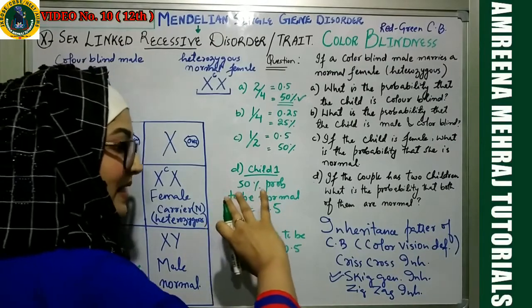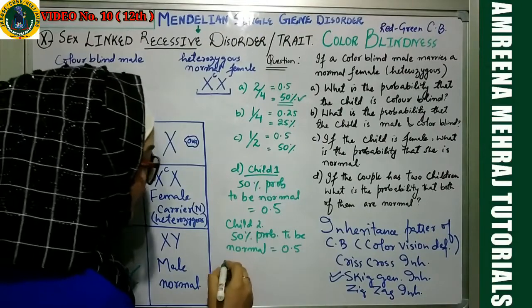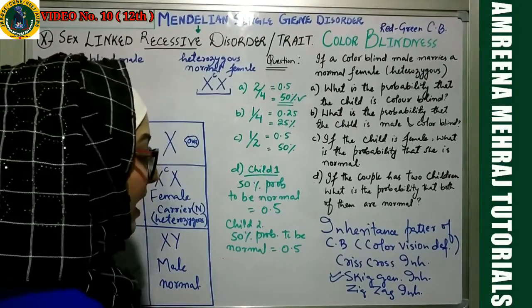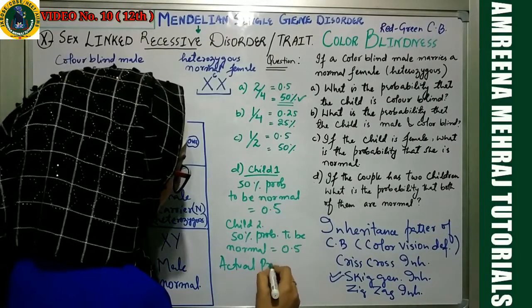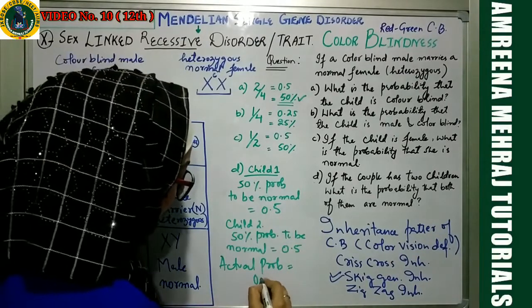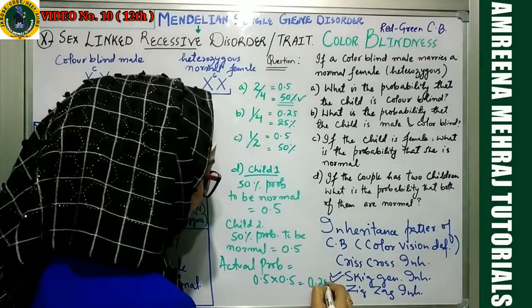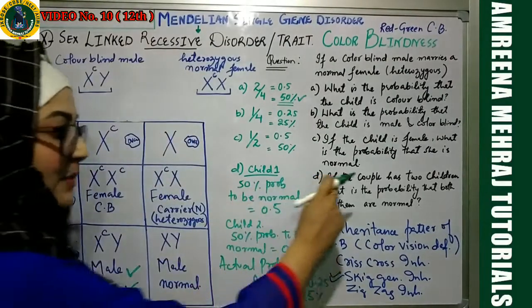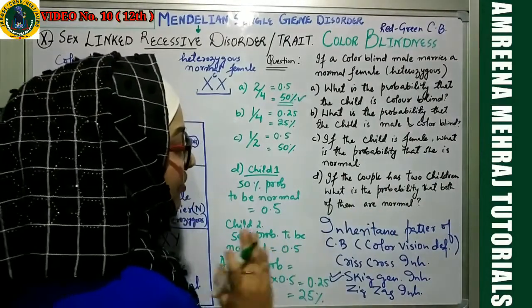Now, we have to find out the overall probability for the 2 children to be normal. So the final probability, we can call it the actual probability, will be equivalent to the multiplication of the 2. That is 0.5 into 0.5. That is equivalent to 0.25, which is equivalent to 25%. So if the couple has 2 children, there is 25% probability that both of those children will be normal.